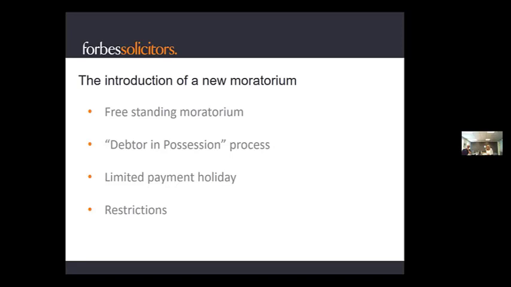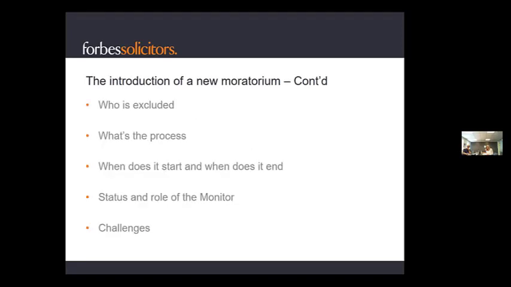Okay, so I have just covered, in the next slide, who is excluded, and now I will cover what the process itself is. There are two ways that a company can enter a moratorium. The first is the directors filing relevant documents at court, known as the out-of-court process, which is very similar to the current process for appointing administrators out of court, but unlike that process, no prior notice is required to be given to a floating charge holder before directors file.